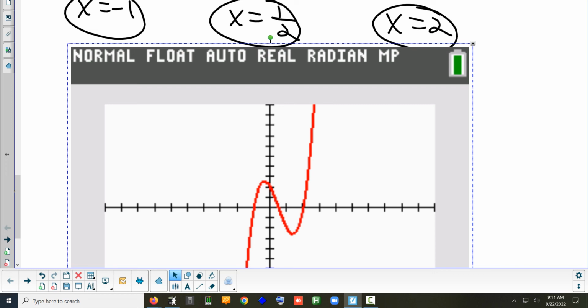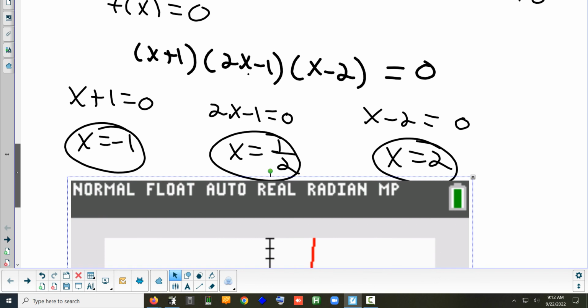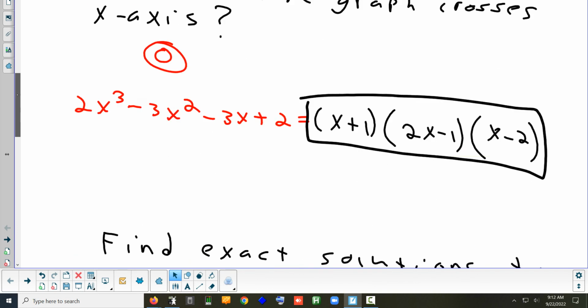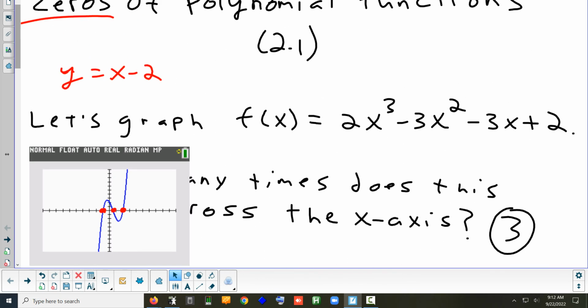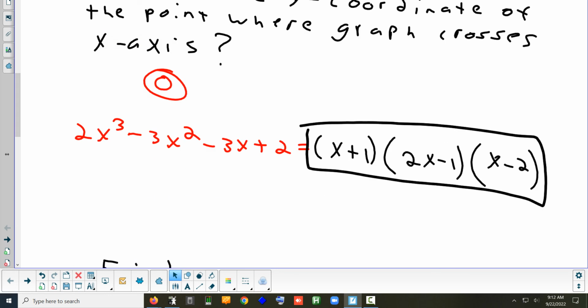They line up with where it crosses the x-axis. Those are the numbers where it crosses the x-axis: negative 1, 1/2, and 2. Without being able to write it with sets of parentheses in a factored way, it's not very easy to figure it out. You have to be able to write something like that in that form. That's the whole way this method works.